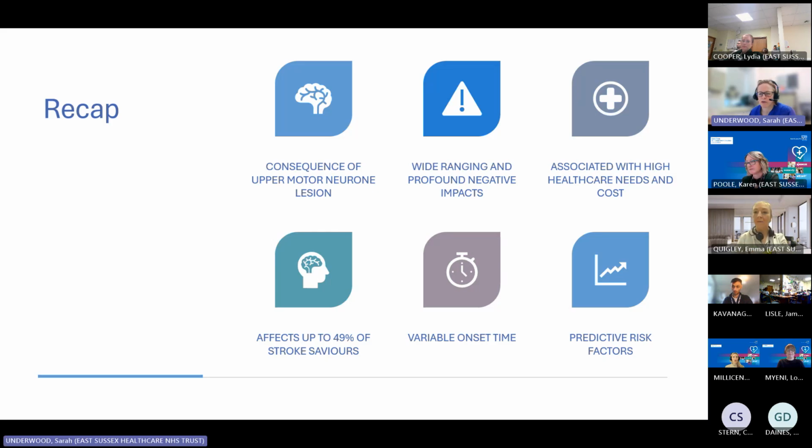One of the challenges is it has variable onset time, which poses a challenge to us in clinical practice, but we do know that we have predictive risk factors, and those are those patients with significant and dense weakness, sensory impairment, large volume strokes, high NIHSS, those patients experiencing pain and lack of agency. So we know which patients are more likely to develop spasticity. And with that knowledge, we should be undertaking patient screening to ensure we deliver targeted and personalised interventions, proactive management plans, and educating our patients on spasticity management.